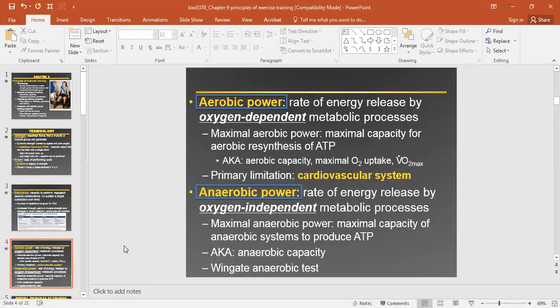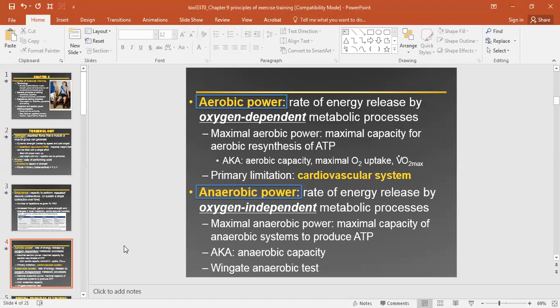A couple other things to reiterate is when we talked about muscle power 2 slides back, muscle power means in like skeletal muscle power, the ability of the muscle to generate force. Aerobic power and anaerobic power are defined a little bit differently because they are dependent upon energy systems. So think aerobic versus anaerobic glycolysis. And aerobic power is defined as the rate of energy released by oxygen-dependent metabolic pathways.